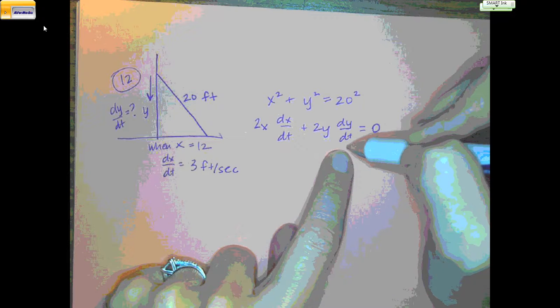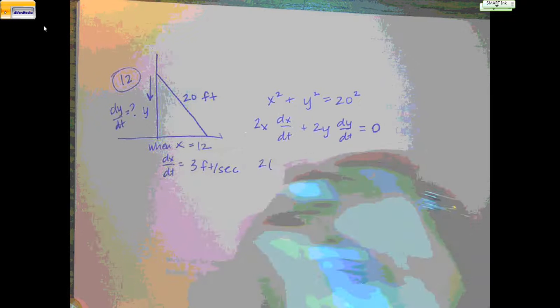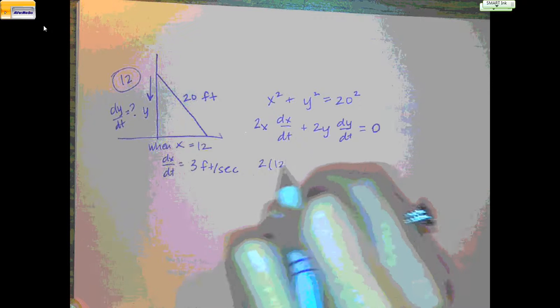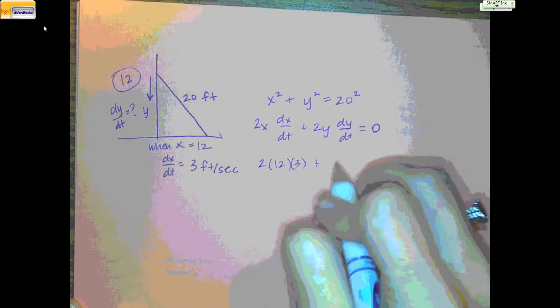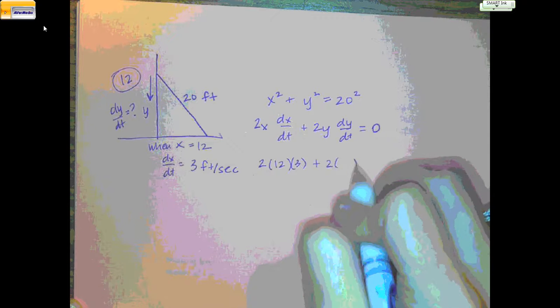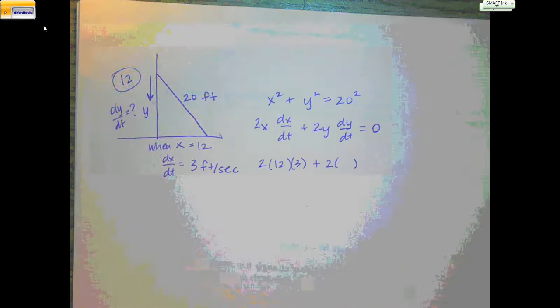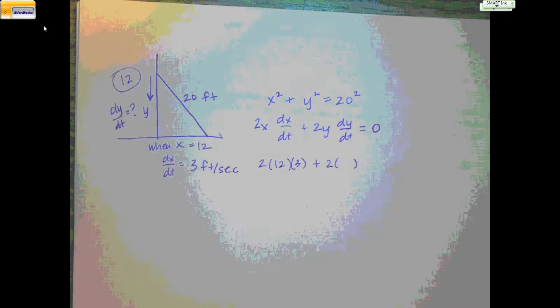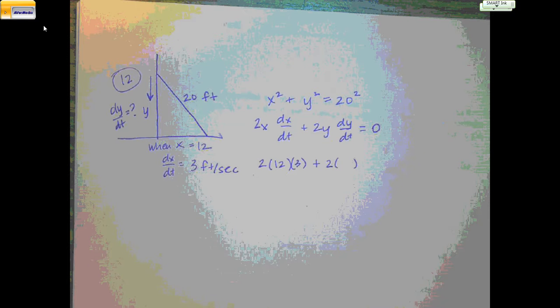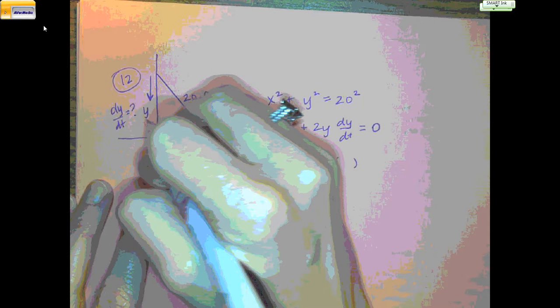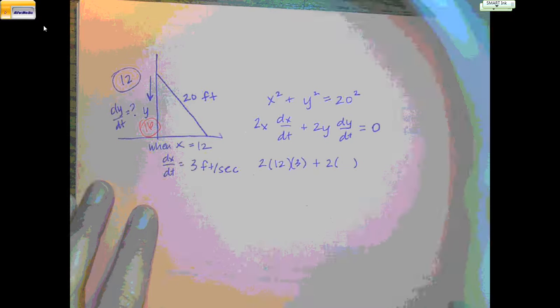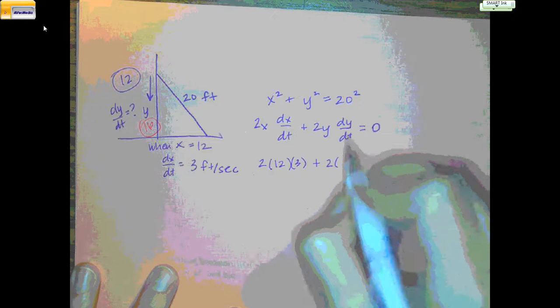So let's plug everything in that we know. We have 2 times, they tell us x is 12. They also give us dx over dt, and they tell us it's 3, plus 2 times, I don't have a y. Do we? How do we find it? What do we do? Pythagorean theorem. And so if this is 20 and this is 12, what do you get this to be? 16. It's not always 16, but when x is 12, y is 16. So I'm going to put a 16 here.